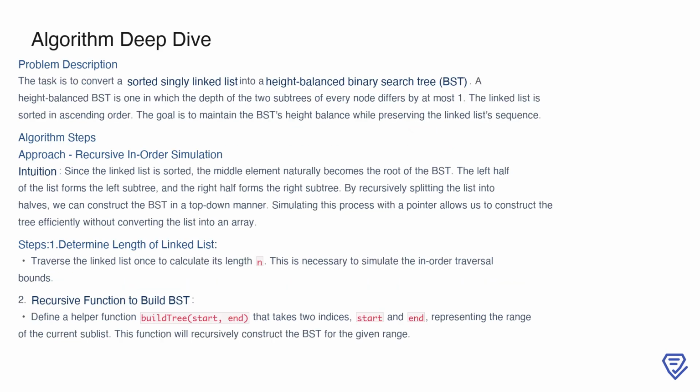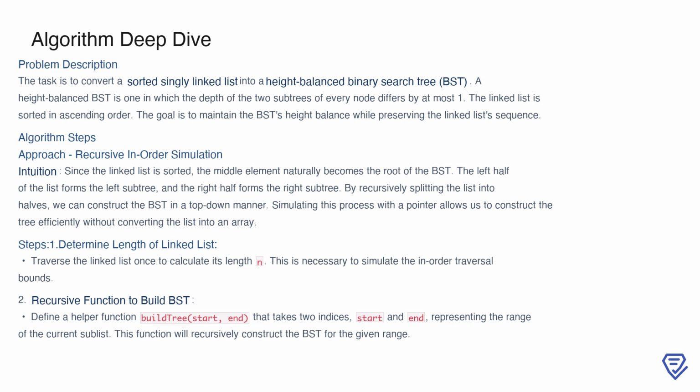The problem we're solving here is to convert a sorted singly linked list into a height-balanced binary search tree, or BST. A height-balanced BST is one where the depths of the two subtrees of every node differ by at most 1. Since our input is a sorted linked list, the goal is to preserve this order while ensuring the tree remains height-balanced. To achieve this, we use a recursive in-order simulation approach.